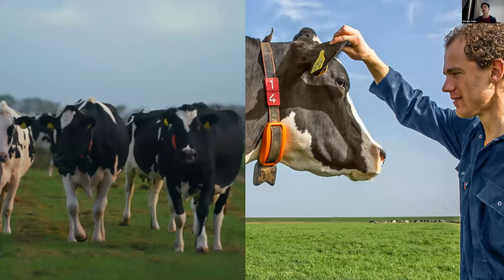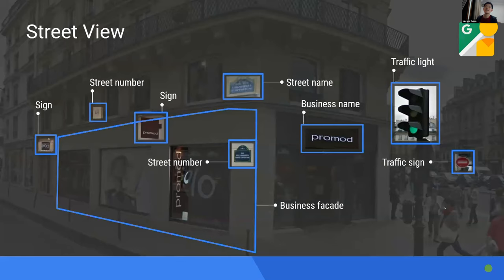And this is regarding IoT. Apparently, if you like beef, there are a lot of farms in New Zealand that are actually using this Internet of Things tagging in order to identify whether the cows are healthy or sick. And Street View as well, to identify all of these object detections.